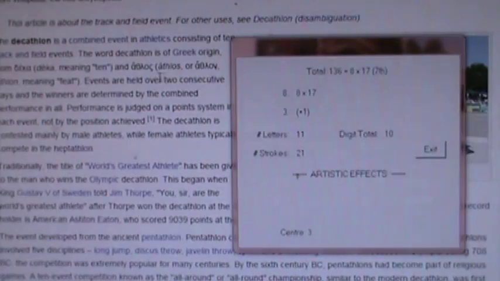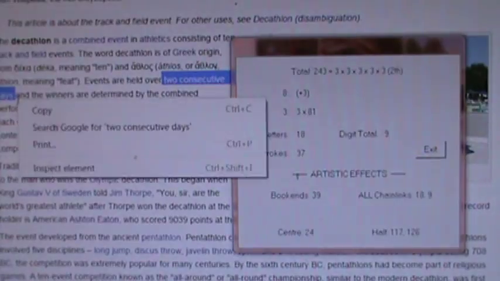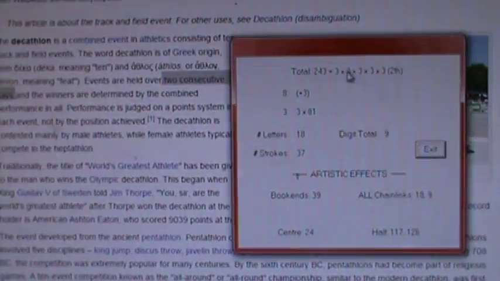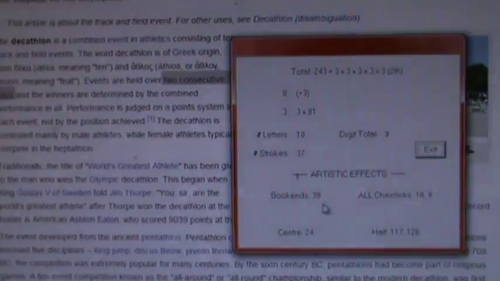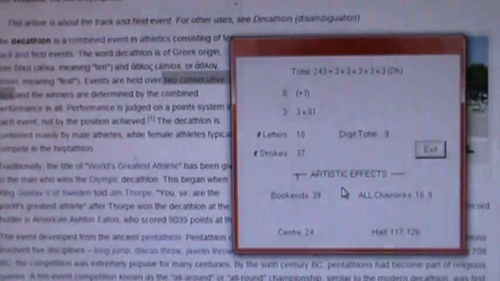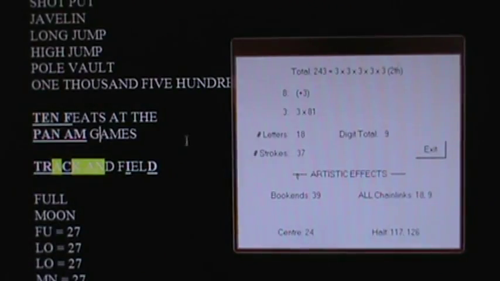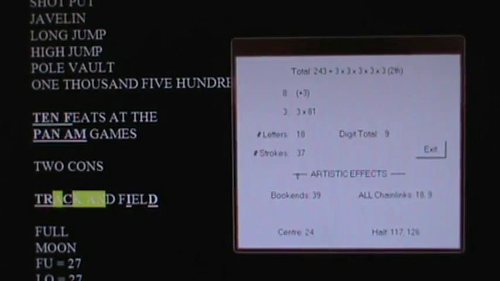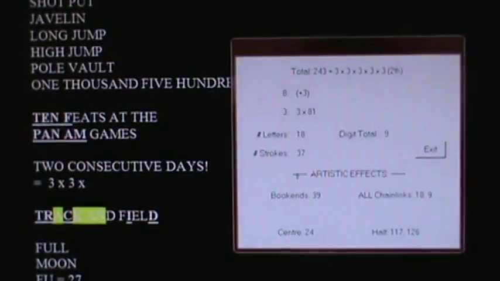2 consecutive days. Well, 2 consecutive days divides by 3. 3 plus 1. So 2 consecutive days. Oh my goodness. Is 3 times 3 times 3 times 3 times 3. Bookended and chain linked with 3s. I'm just giving you more and more evidence of the glory of this event. So 2 consecutive days. Like, you've got to be kidding me. 2 consecutive days equals 3 times 3 times 3 times 3 times 3.